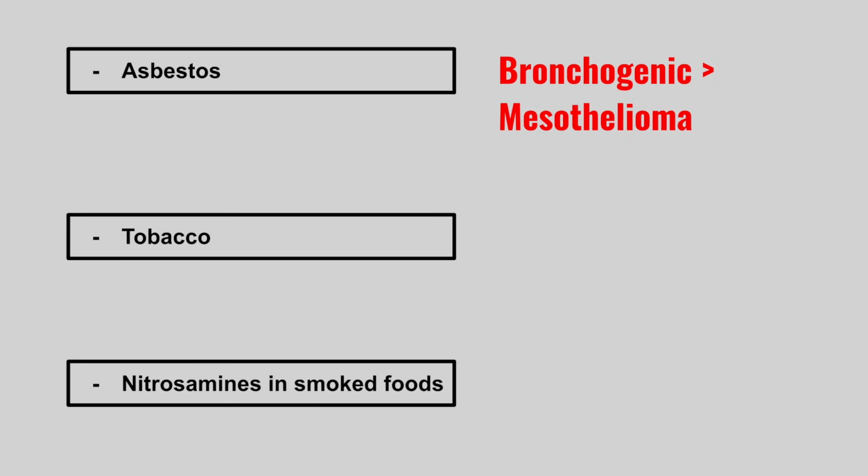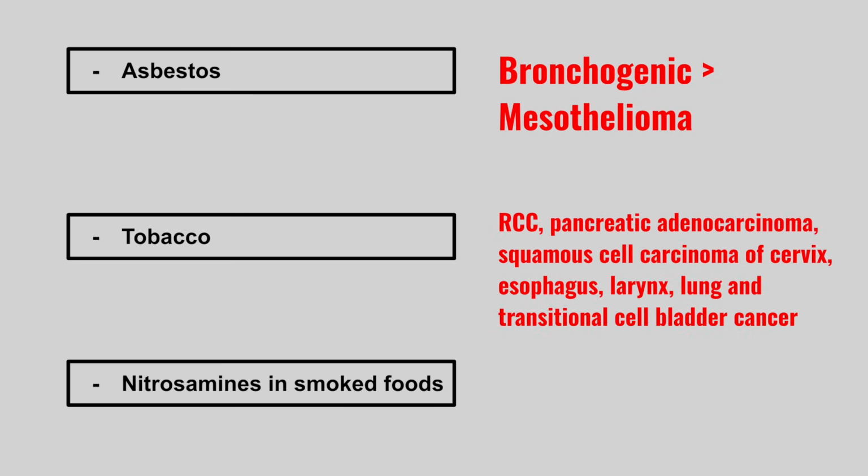Okay, tobacco. Okay, so there's a bunch. Smoking is associated with so many types of cancers. Renal cell carcinoma, pancreatic cancer, squamous cell carcinoma of the cervix, esophagus, larynx, lung, and transitional cell bladder cancer. So keep all of those in mind if you have a smoker with any of these features of these cancers, like weight loss and fatigue and some imaging finding.